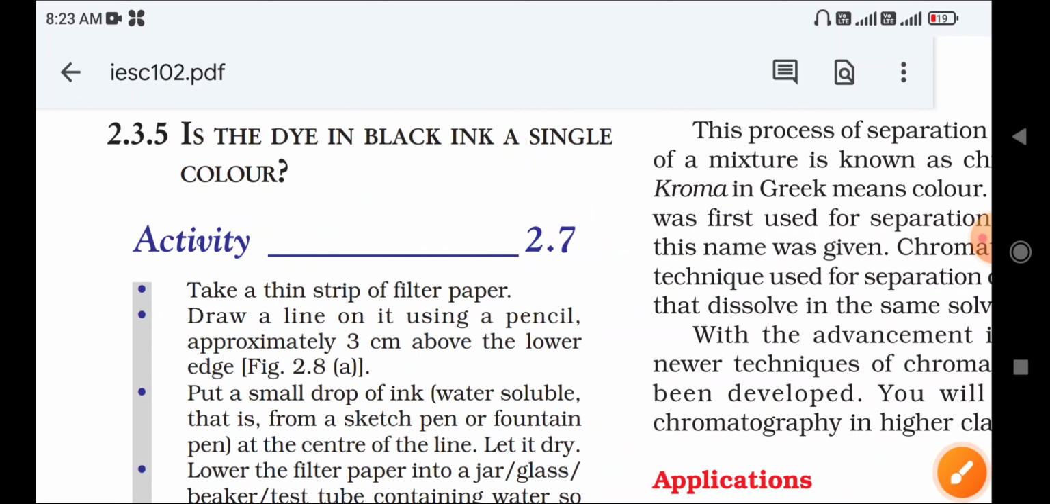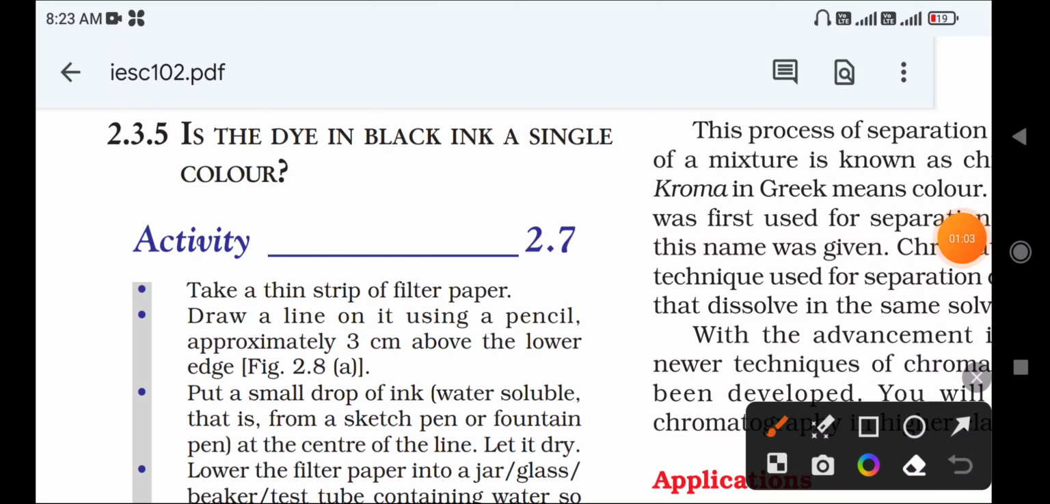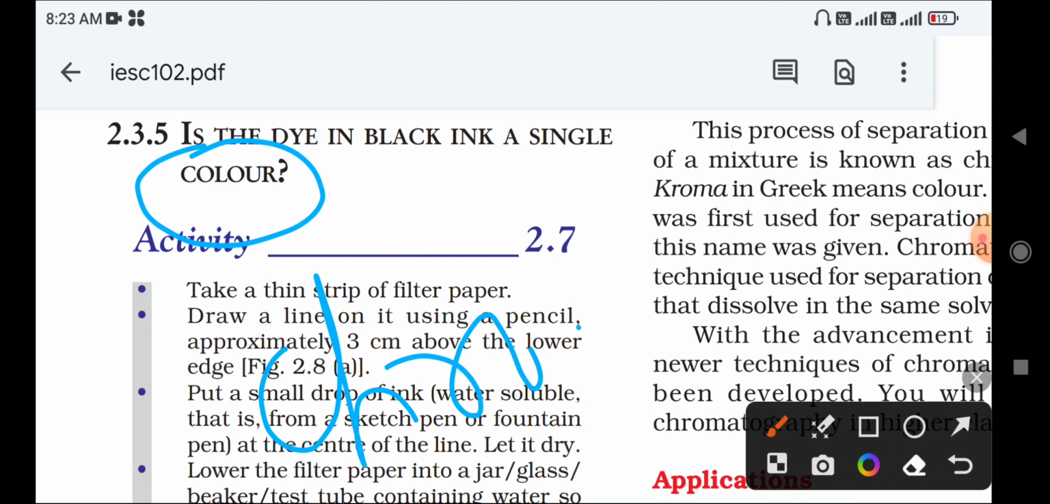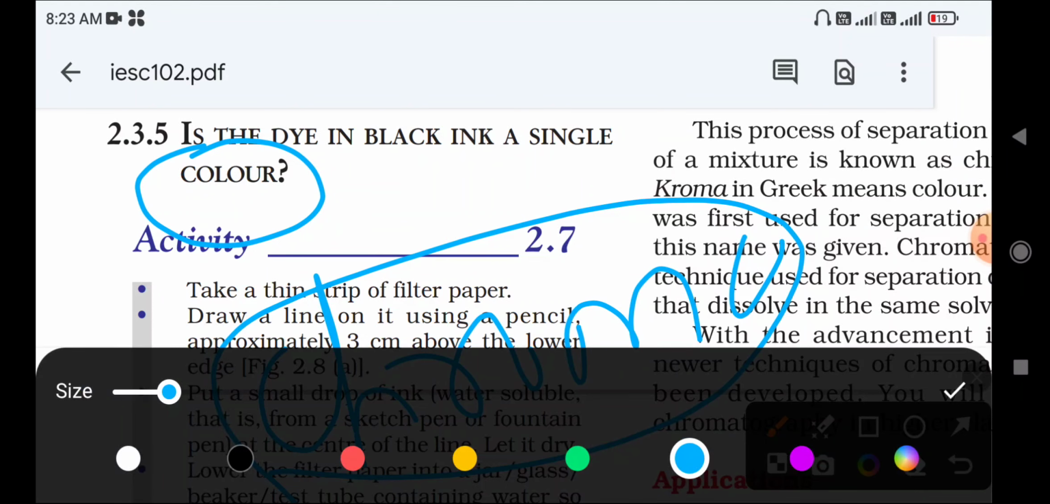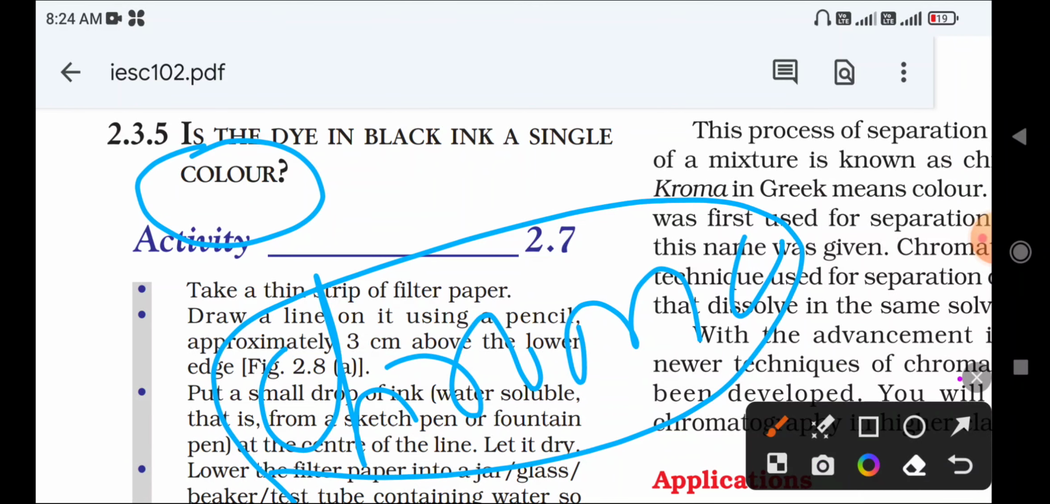Okay, we'll now discuss another separation method for mixtures, called chromatography. Chromatography is used for the separation of colors, so you have to separate the colors from a mixture. The method used to separate the color from a mixture is called chromatography.